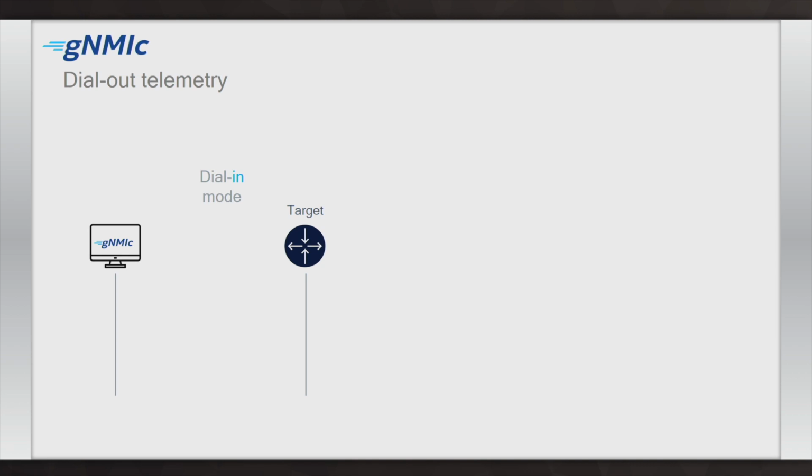Okay. Moving on to different topics. So dial out telemetry. There are two ways of dialing in your initial connection to do a gNMI subscription or a gNMI get or set. There's the dial in, setting up the gRPC connection from the client towards the server. And then once that's set up, you start sending your gNMI requests.